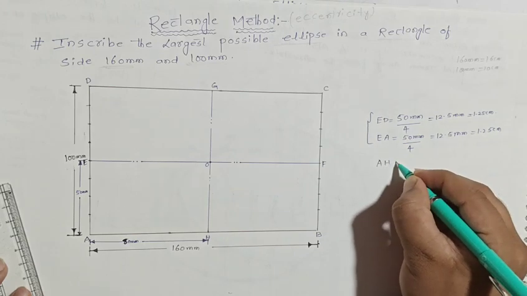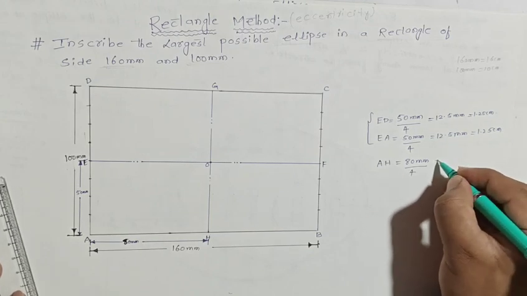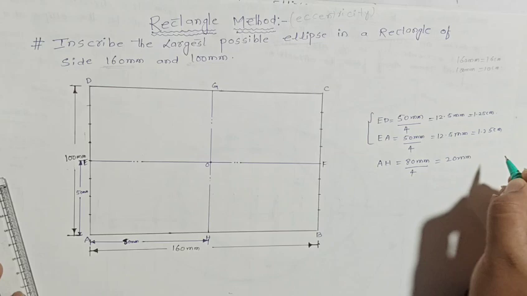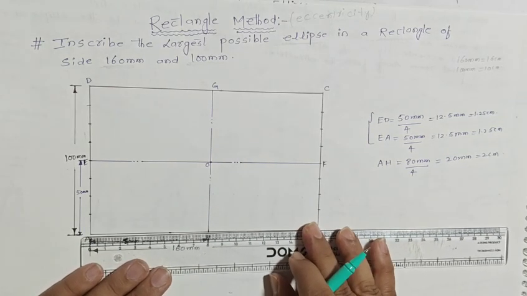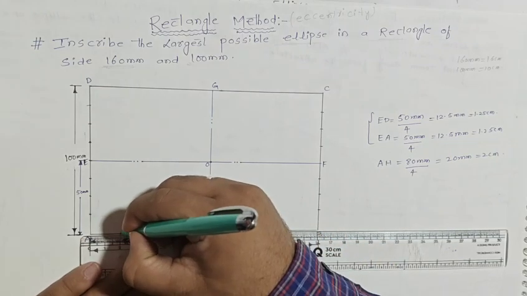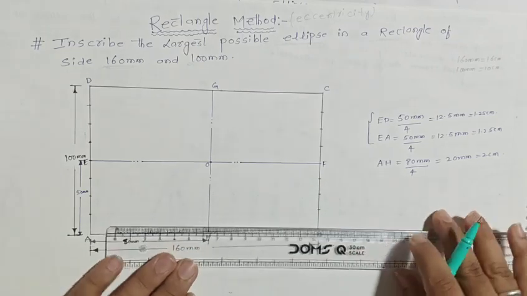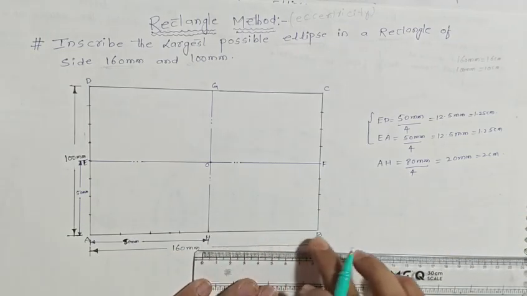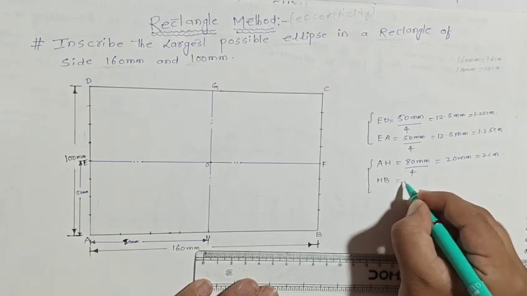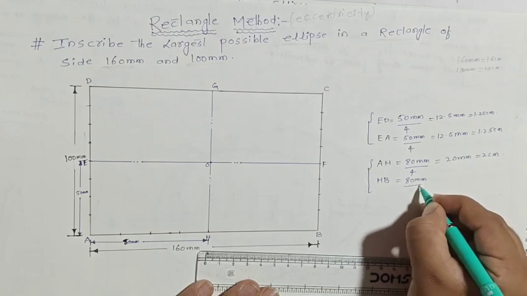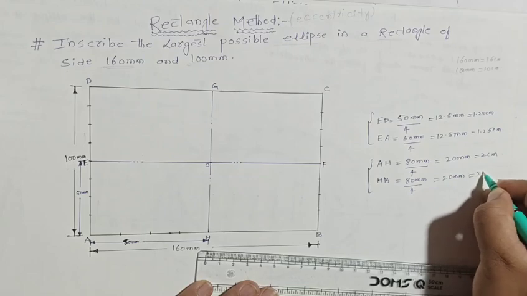The length from A to H is how much? A to H is 80 millimeter. Divide into how many equal parts? 4 equal parts. Each distance should be 20 mm, nothing but 2 centimeter. The length we have to measure for A to H should be 2 centimeter, 4 centimeter, 6 centimeter and 8 centimeter. Similarly, we have to measure the same length on the other side, 80 mm. Divide into 4 equal parts. Each distance should be 20 mm, nothing but 2 centimeter.